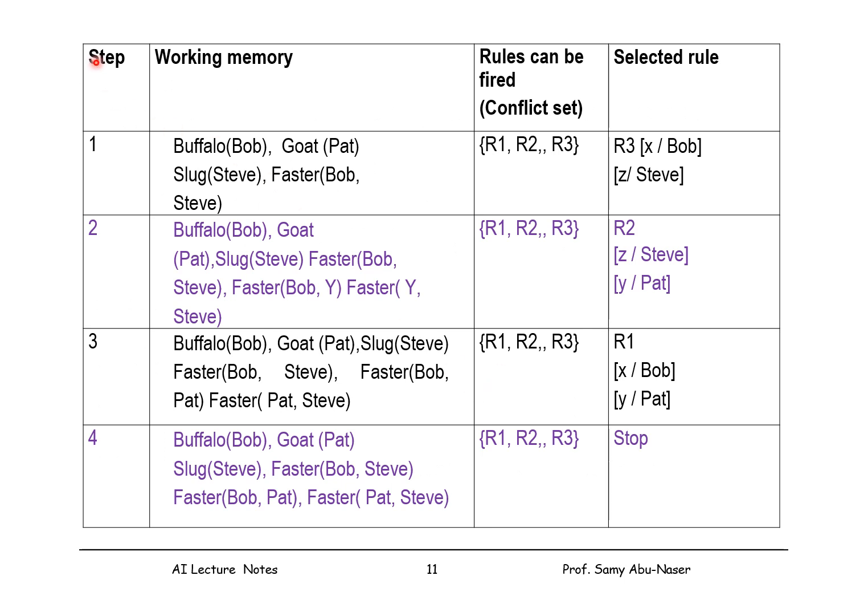The same example, step 1, work in memory. We are given the facts: Bob is Buffalo, Bat is Goat, Steve is a Slug, and we have Faster Bob and Steve. From where did we get this one? This is the goal which we are asked to prove. We need to prove this goal: Bob is faster than Steve. That's why it's put here in the work in memory in the beginning.